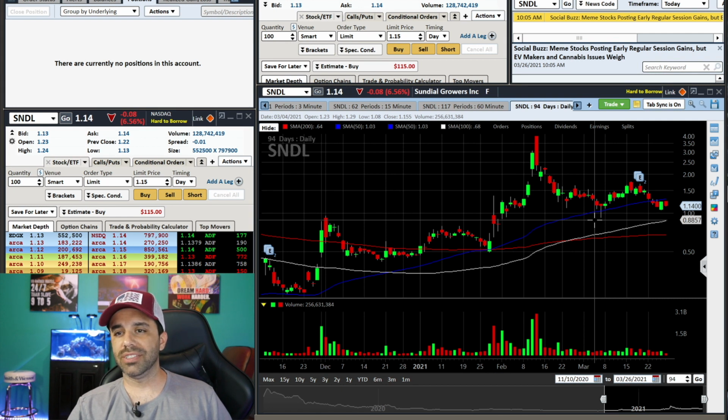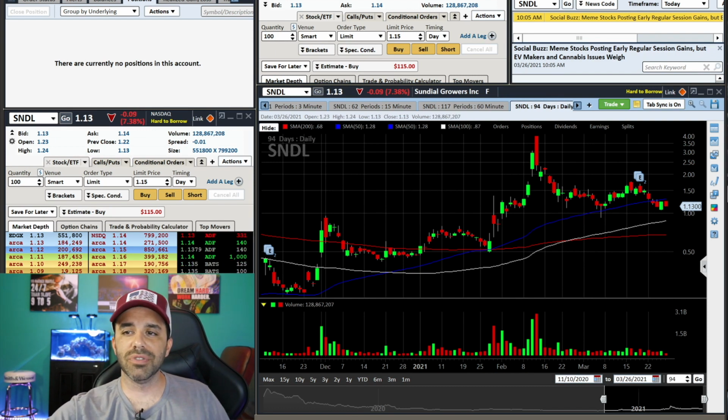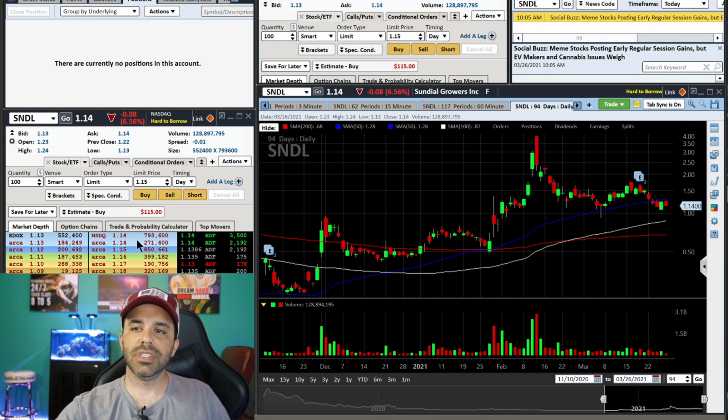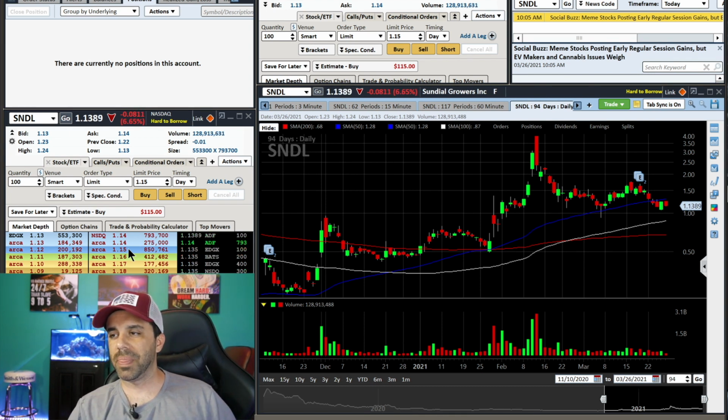I wouldn't be surprised to see this thing close at $1.10 today, maybe even a little bit less, depending on how it shows up. If you look at the level 2, you see a ton of bid support here at the $1.10 area, and then you see a lot of selling pressure here. Look at this, 793,000 shares at $1.14. I would not want to touch SNDL, but that's just my opinion.